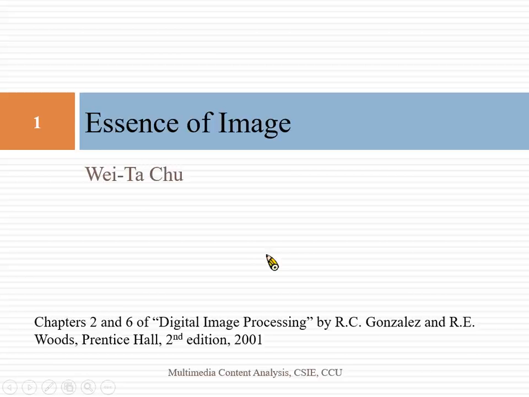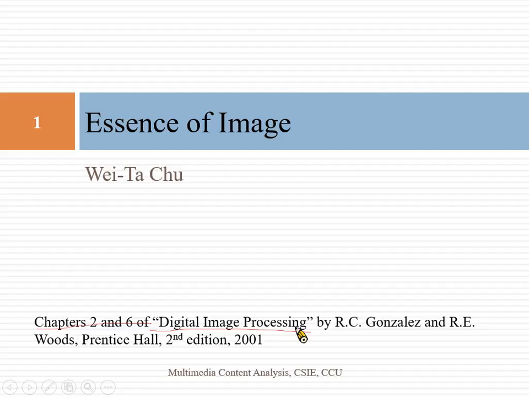Okay, in the following slides, we will introduce the basic idea of images. How is an image constructed? How do we describe an image? And what kinds of characteristics can be extracted from images? Basically, the data in the following slides are from chapter 2 and chapter 6 of the digital image processing textbook.